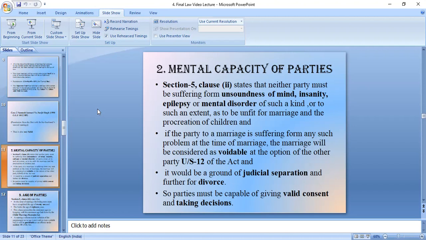And if a party to a marriage is suffering from any such problem at the time of marriage, the marriage will be considered voidable at the option of the other party under section 12 of the Act. It would be a ground of judicial separation and further for divorce. So parties must be capable of giving valid consent and taking decisions.